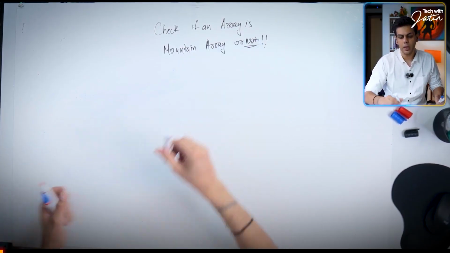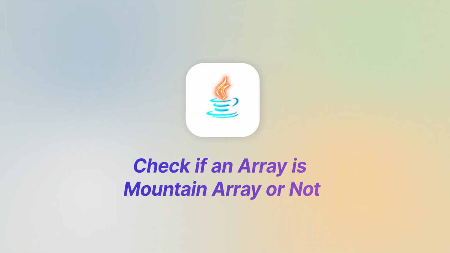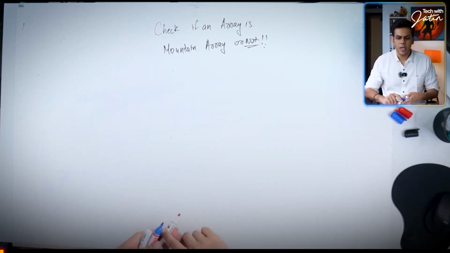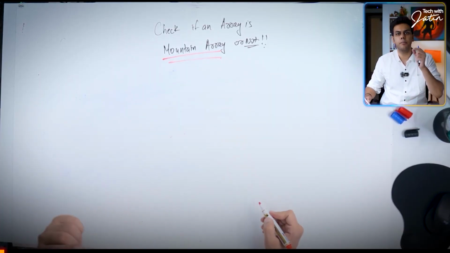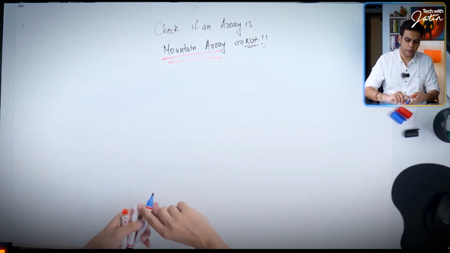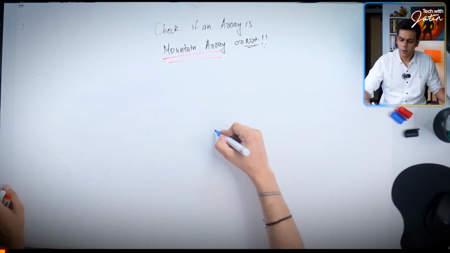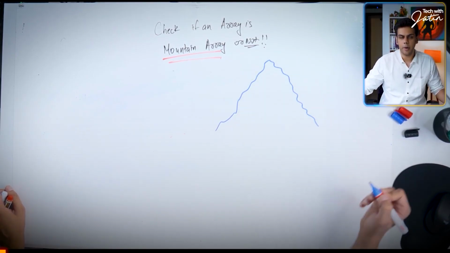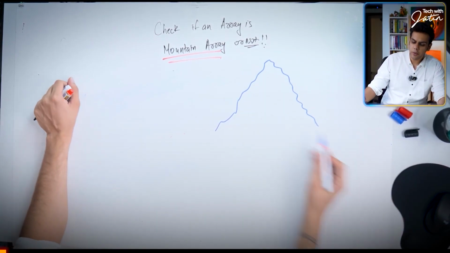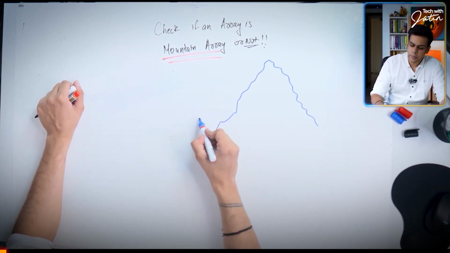So we have to check if an array is going to be a mountain array or not. Now, first, let's try to understand what exactly is a mountain array. It's very simple. Have you seen a mountain? All right. Let's say, guys, this is my mountain. All right. So when you look at a mountain, right?